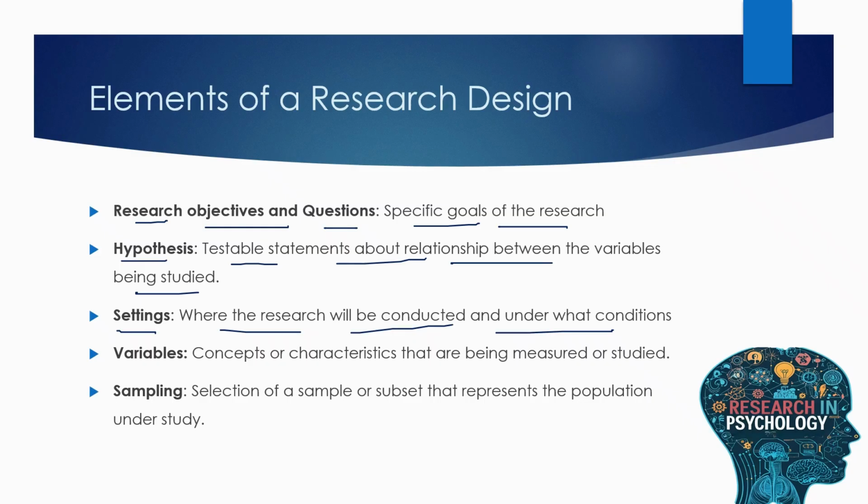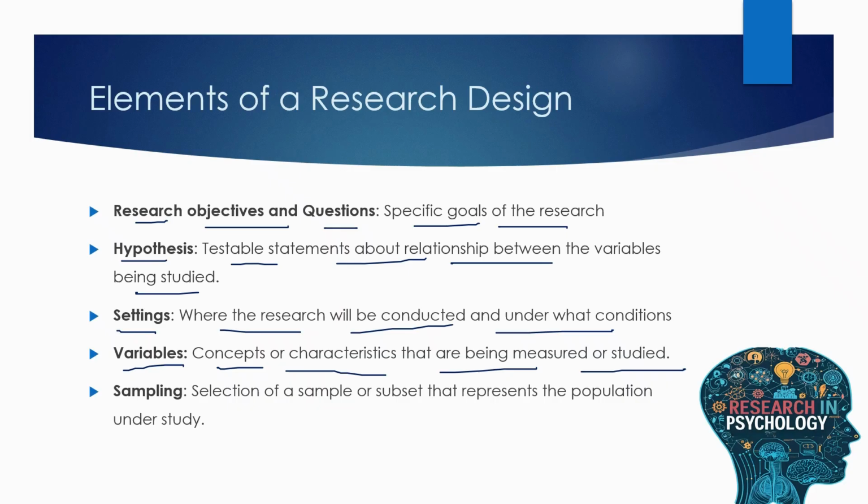Okay, then the fourth element we have is variable. Variable is what is being studied, right? These are the concepts or characteristics that are being measured or studied. And we have also studied about different types of variables. So we manipulate the independent variable to find out what is happening to the dependent variable. And we have to control the extraneous variables, right?